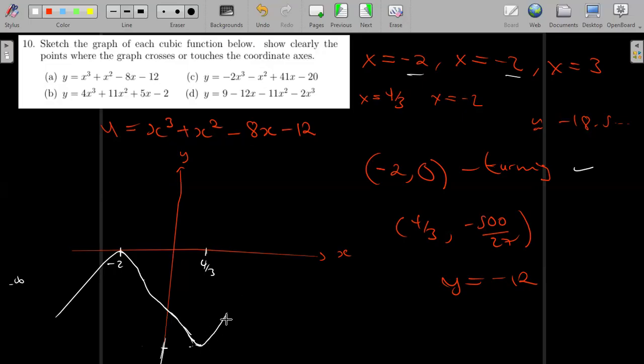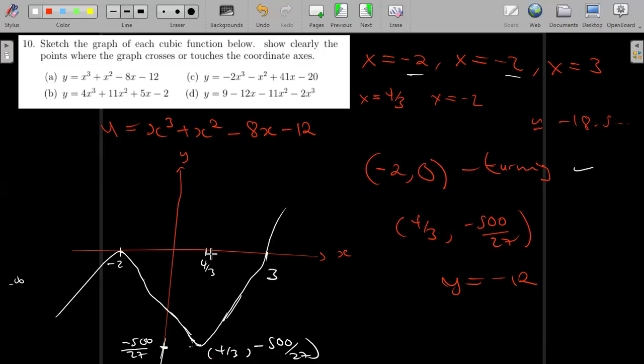Then it will go all the way. Pardon my sketch, but I think you get it. It's going to go the way, then cut there where x is equal to 3. So this here is the turning point, 4/3, comma negative 500/27, like that. This point is our negative 500 over 27.